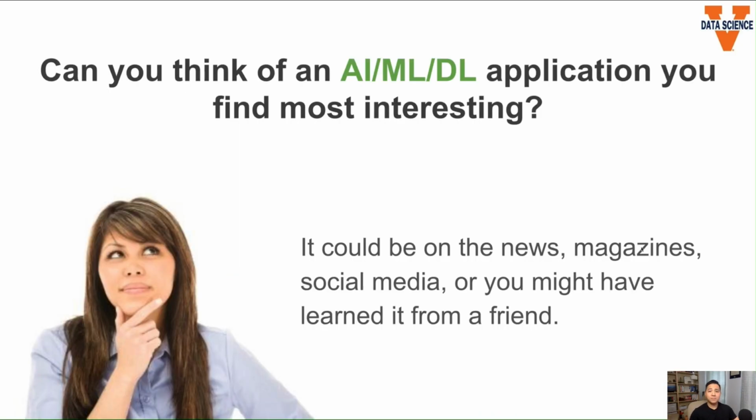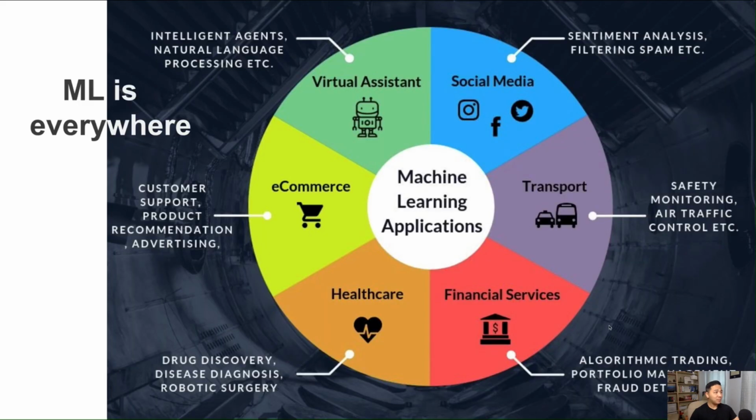And I'm sure you can think of some artificial intelligence, machine learning, or deep learning application that you find most interesting. You might think about something on the news, social media, magazines, or you may have learned it from a friend, but I want you to think about some application that you find most interesting. I'm sure you can come up with something interesting to you. But machine learning is everywhere, right?